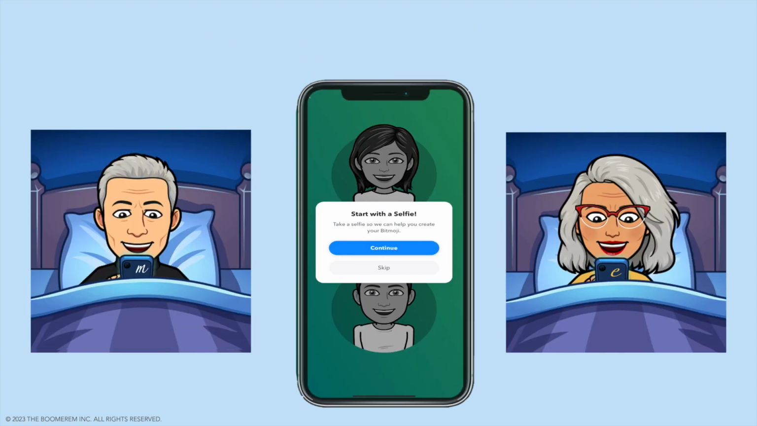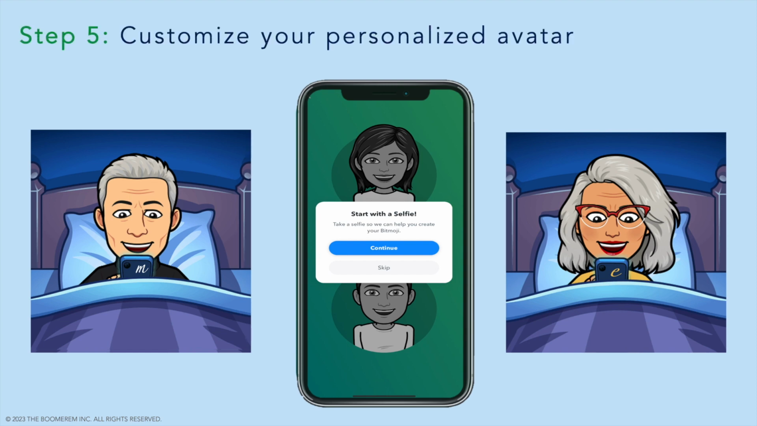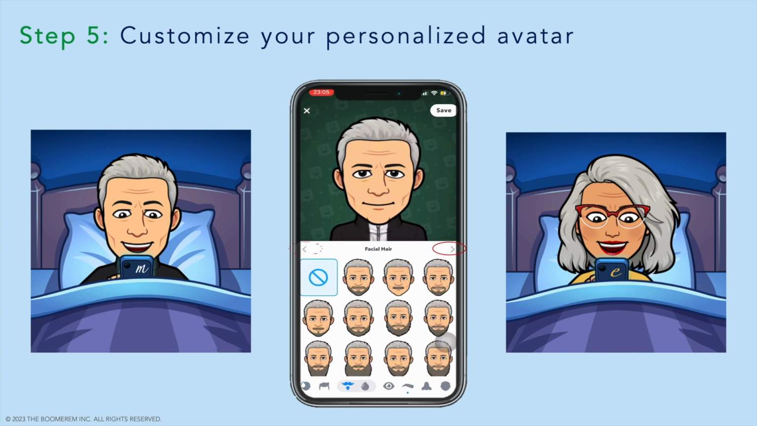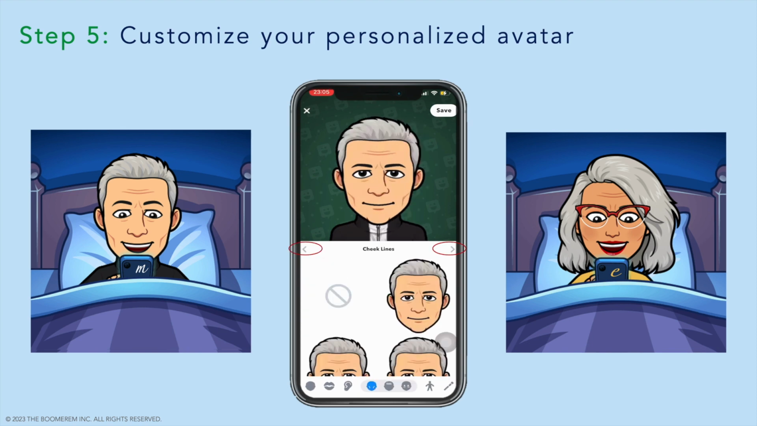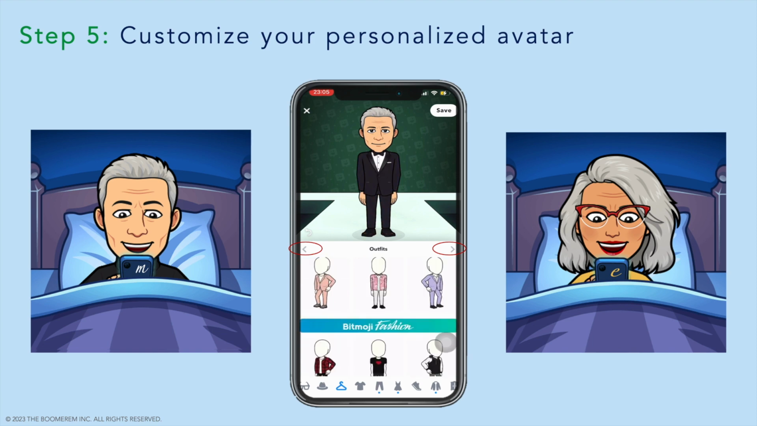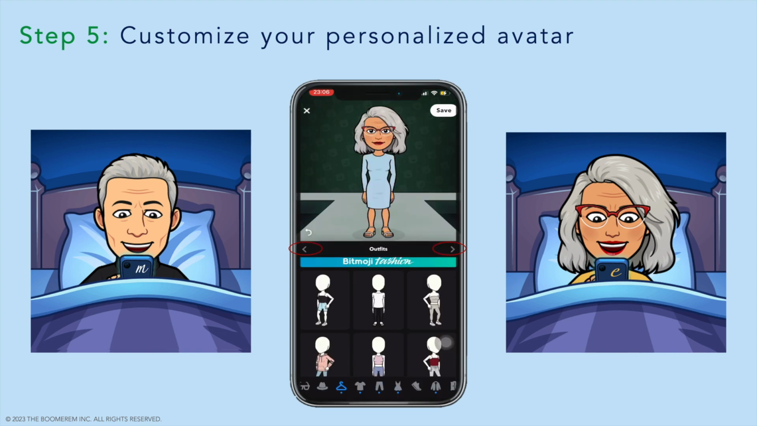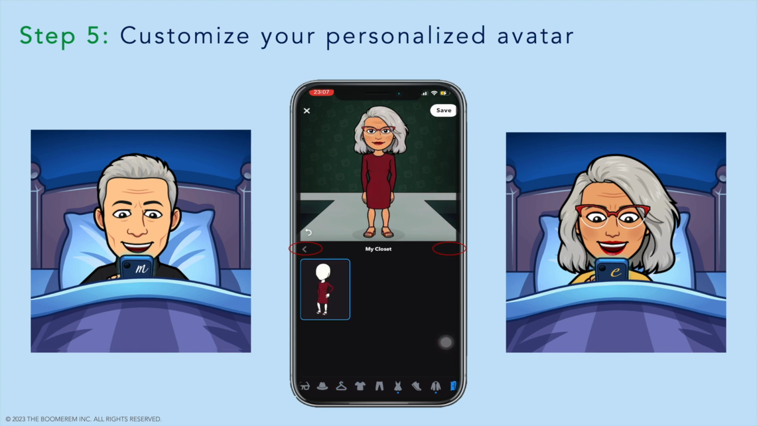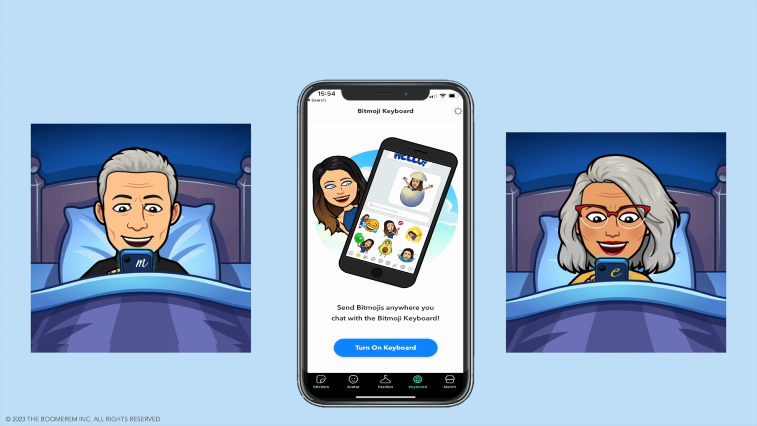Next step is to customize your avatar look. You can either start with a selfie or manually style your Bitmoji to match your desired preference. These can be changed any number of times at your convenience. Use the arrows to toggle between the features and save the avatar once you are satisfied with the look. You can now start using your personalized library of stickers.